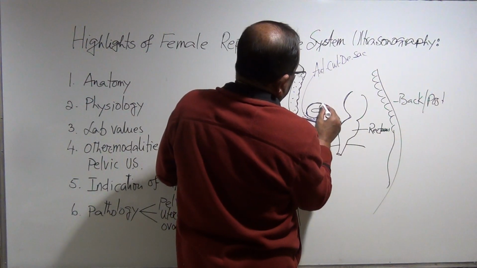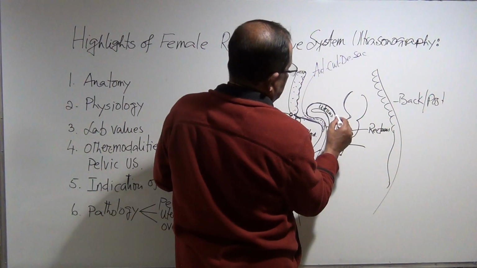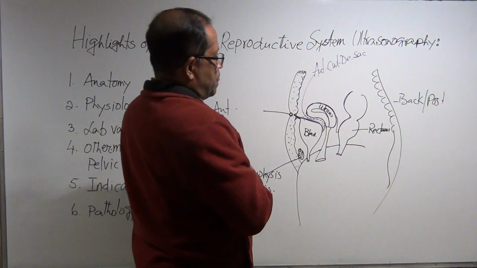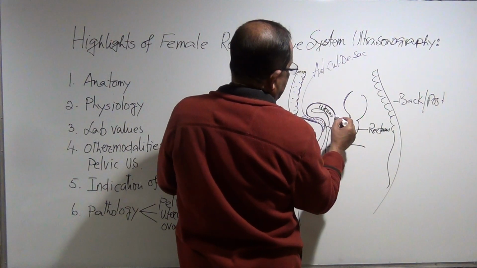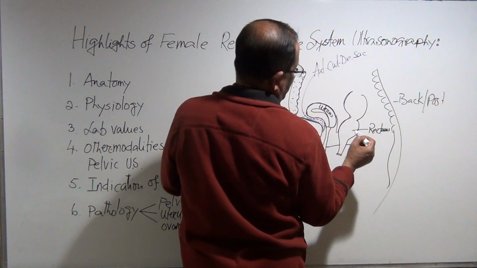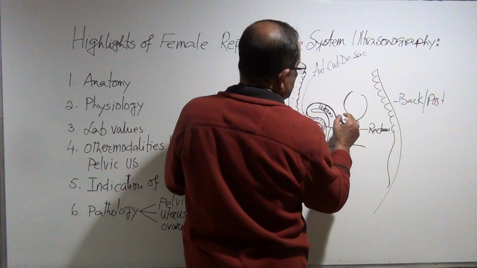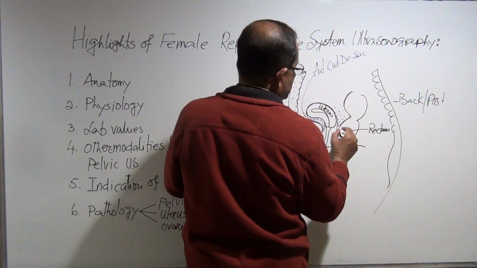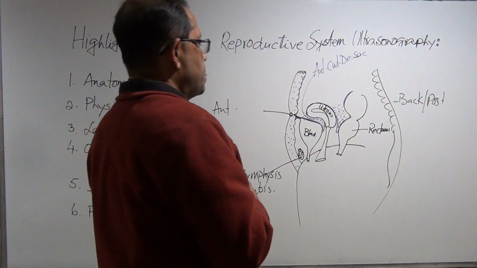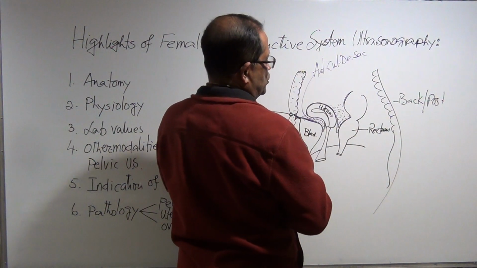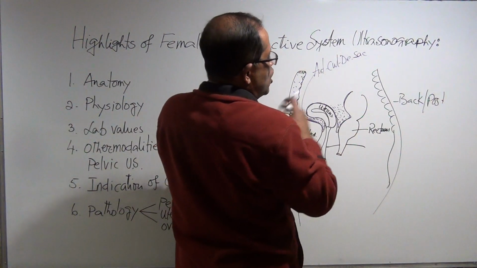And this visceral peritoneum covering the uterus, not covering the cervix. That means from the isthmus level, it reflects back onto the rectum, and it forms another potential space. This is the bigger potential space. This is in between the rectum and the uterus, known as recto-uterine pouch or pouch of Douglas or posterior cul-de-sac.